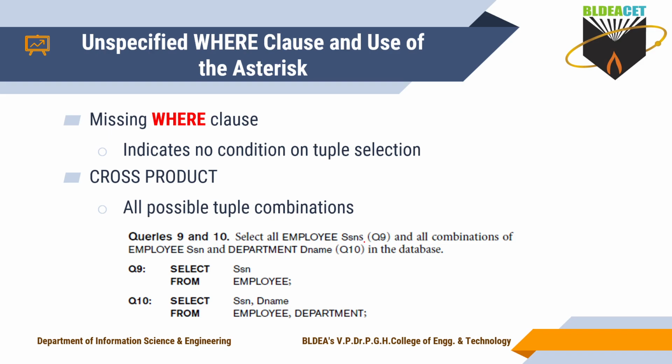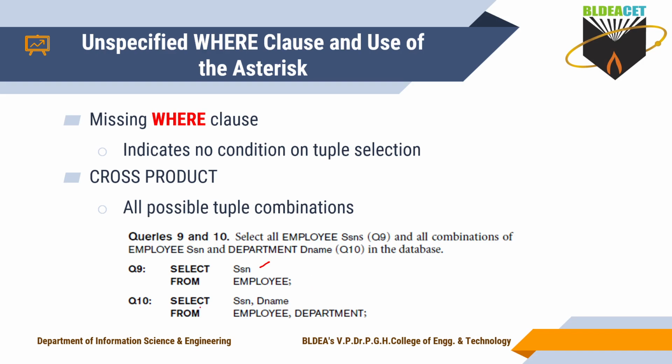Select all employees' SSN and all combinations of employee SSN and department D name in the database. So select SSN from employee retrieves the employee information, all employees' SSN. Here it doesn't make any difference, since employee is the only one table. In the employee table, wherever the SSN is, it extracts that and retrieves it as the resultant table here.